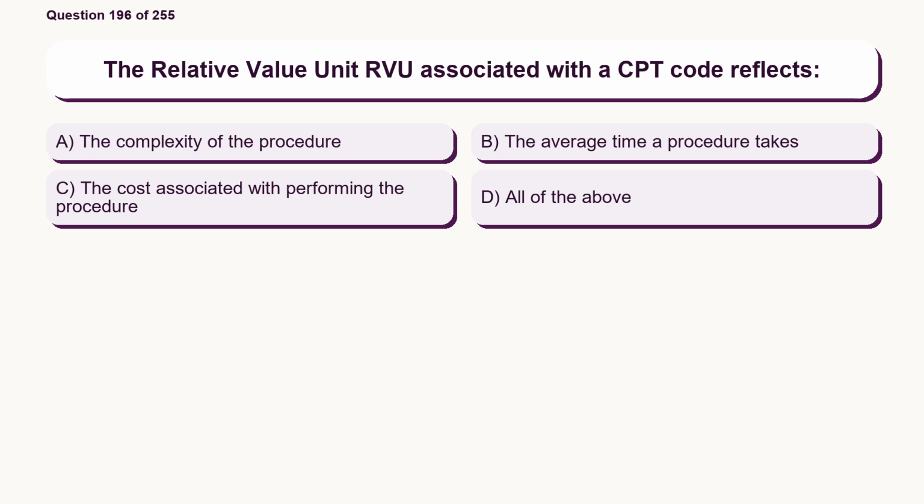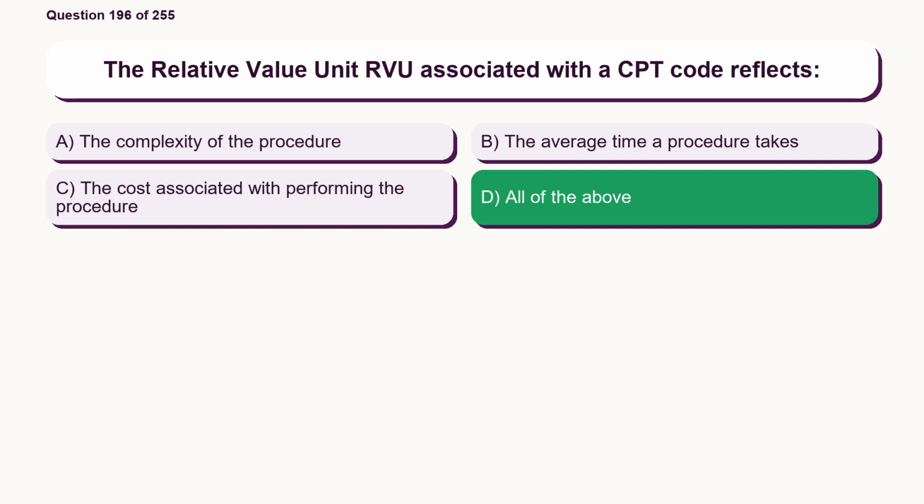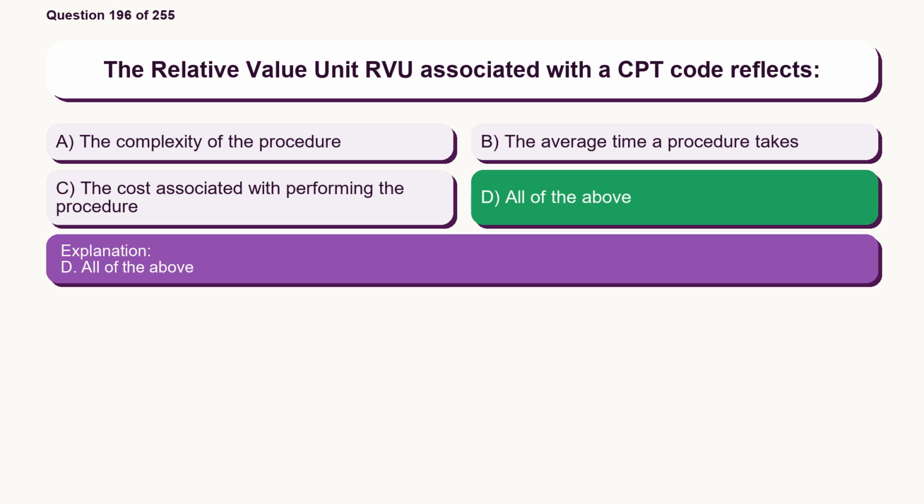Question 196. The relative value unit RVU associated with a CPT code reflects. Option A, the complexity of the procedure. Option B, the average time a procedure takes. Option C, the cost associated with performing the procedure. Option D, all of the above. The correct answer is option D, all of the above. D, all of the above.